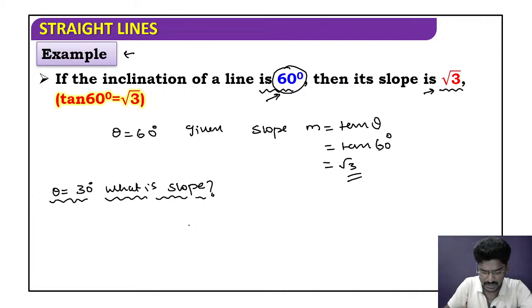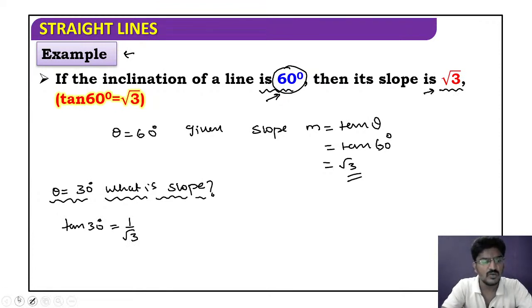Very good, Mahesh. Correct answer. That is tan 30 degree, and the answer will be 1 by root 3. Very good. So correct answers. Very nice. We can now continue with the second example.